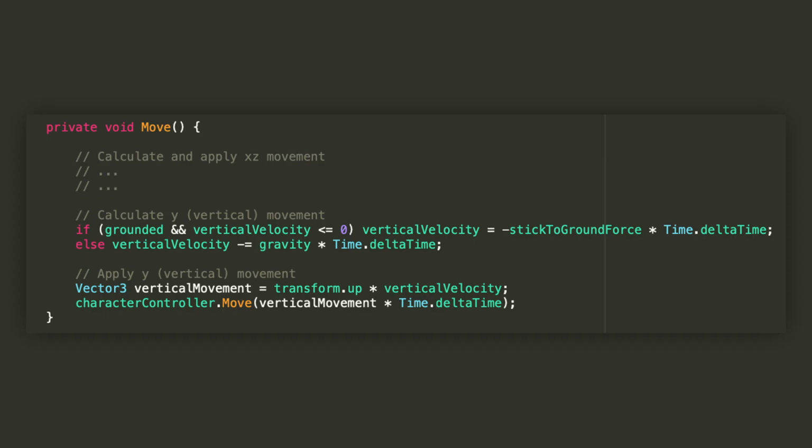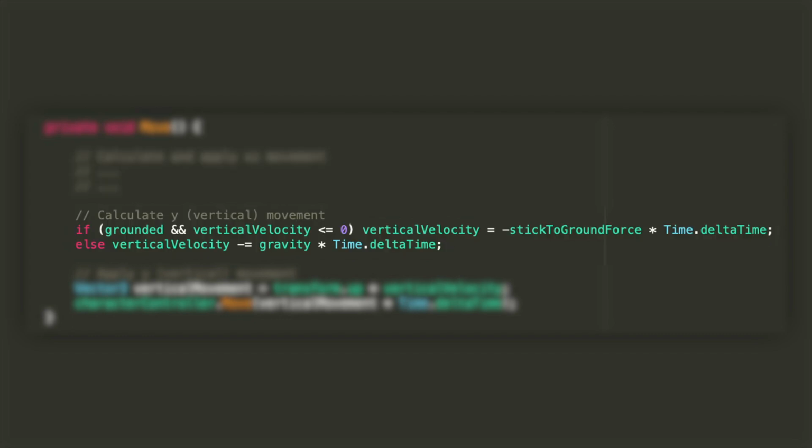We are now moving to the Move function, which is where we are already calculating the XZ movement of our player. I'm not gonna include that code because I have already two videos on the topic, and instead I'm gonna focus on the vertical or Y movement of the player. And this is just gonna be finding two different scenarios in which applying the same formula with different parameters. If the player is grounded and nothing has caused it to move upwards, then we're gonna set the vertical velocity to the product of negative stickToGroundForce times Time.deltaTime.